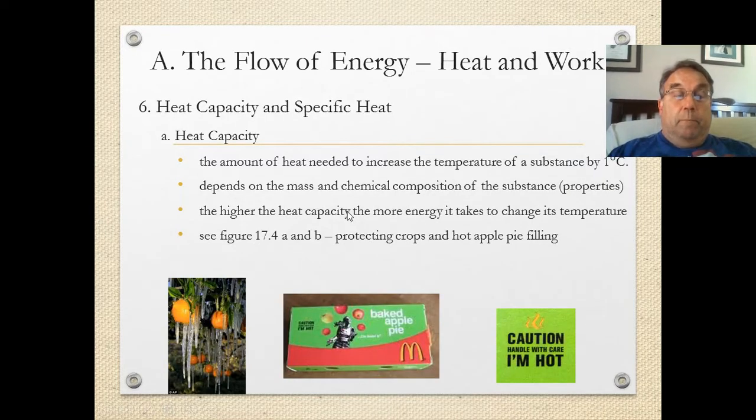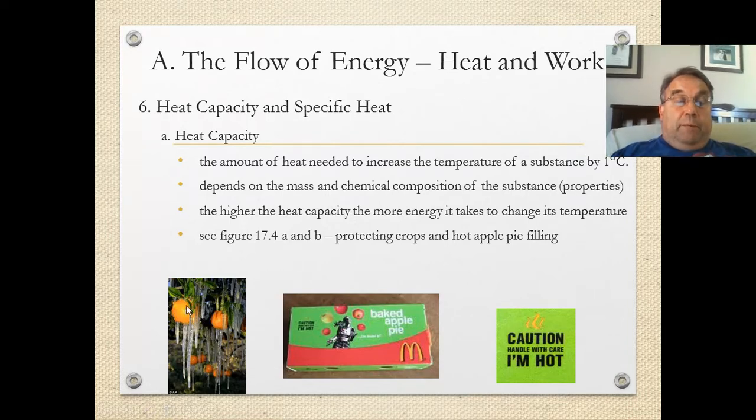So in Florida, when there's a forecast to have a frost, one thing they do is they spray the trees with water so that the water will freeze instead of the oranges.